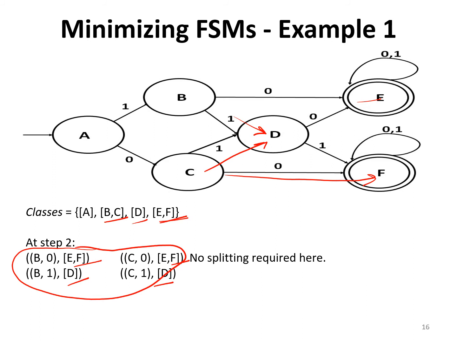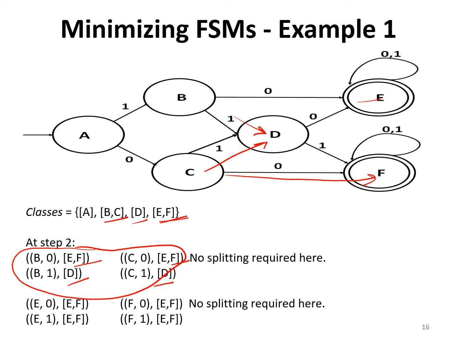That is, both states B and C are indistinguishable from each other and they can be collapsed in the same state. Similarly, for E0, E1, F0, F1, if we see the pattern, all the transitions go to the same state or the class EF. So EF also are indistinguishable and hence cannot be split further. They can be collapsed in a same state. So no need of splitting further.